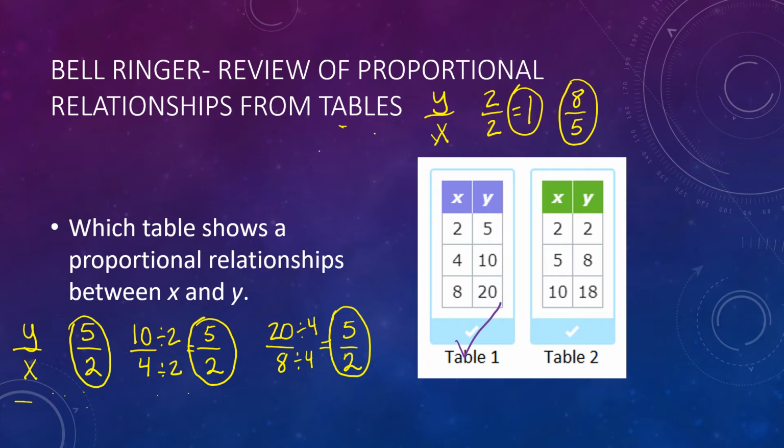However, just for the practice, our other y value is 18 over 10, and both of those are divisible by 2. So 18 divided by 2 is 9, and 10 divided by 2 is 5, which is 9/5. So as you can see, 1, 8/5, and 9/5, those are not equivalent. So table 2 does not have a proportional relationship.